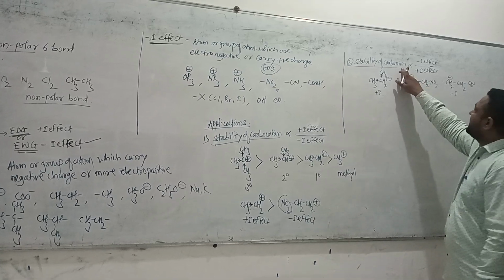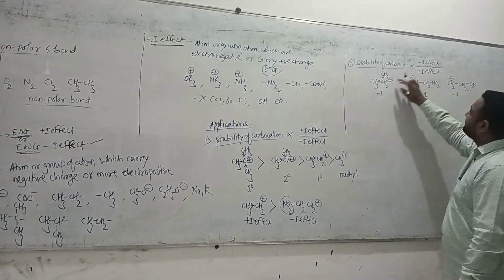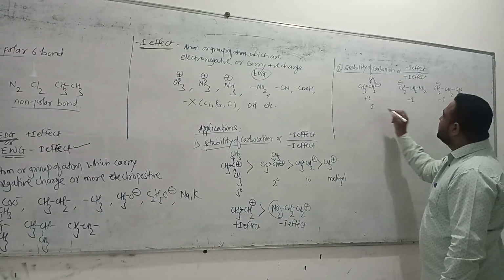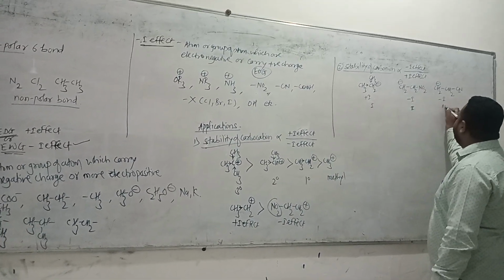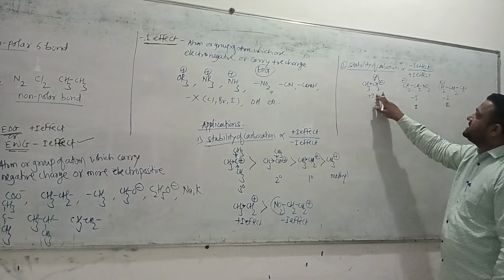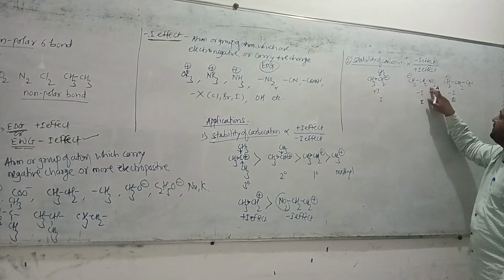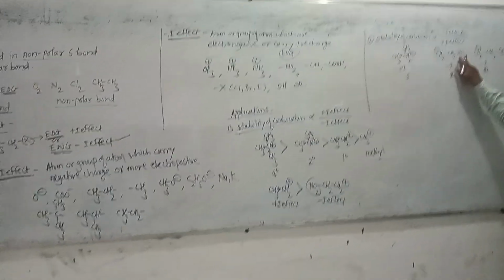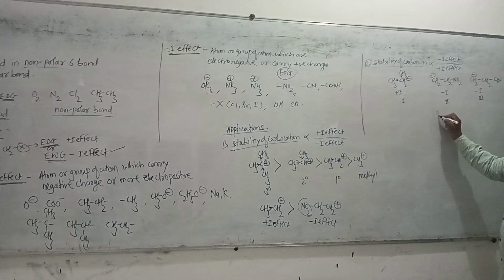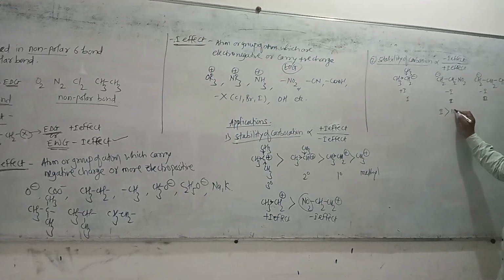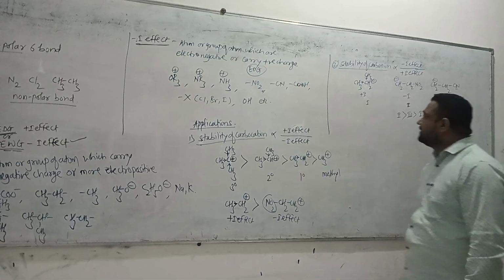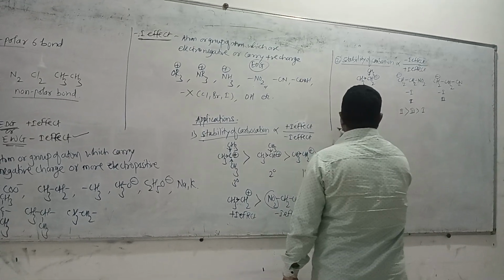Therefore, stability of carbanion is directly proportional to minus effect and inversely proportional to plus effect. If you consider the first case, second case, and third case, the first has less stability. In between the second and third case, the nitro group has more minus effect. Therefore, which one is the most stable? Second, then third, and then first. Understand? This is the stability of carbanion.